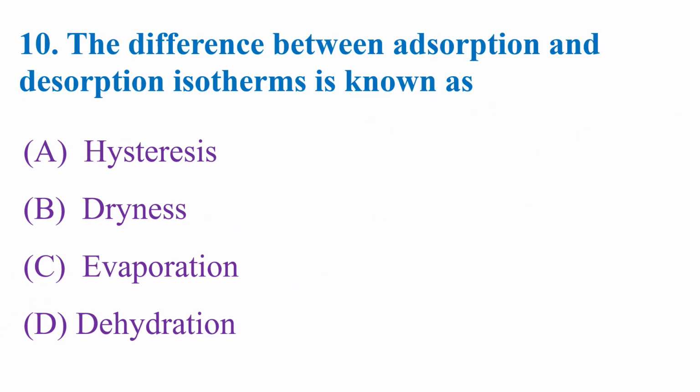Question number 10. The difference between adsorption and desorption isotherm is known as hysteresis, dryness, evaporation or dehydration. So over here my correct option is A, that is hysteresis. So hysteresis basically refers to the discrepancy between the adsorption, that is the uptake, and desorption, that is the release.